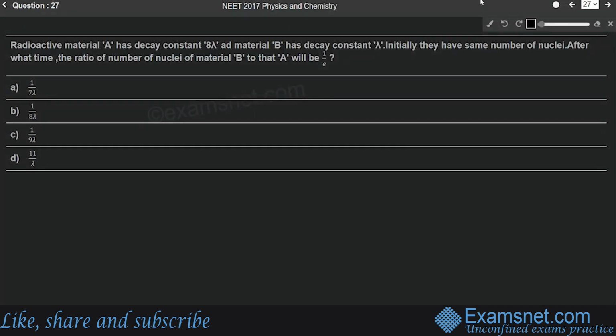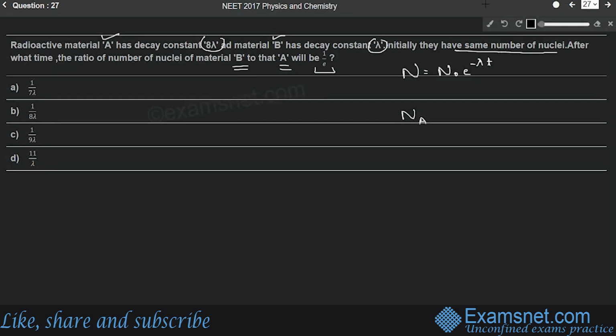Alright, now question number 27 is from the chapter Nuclei. The question is, radioactive material A has decay constant 8 lambda and material B has decay constant lambda. Initially they have the same number of nuclei. After what time does the ratio of number of nuclei of material B to that of A become 1 by e? We know that the number of nuclei N is given as N naught e to the power minus lambda t, where N naught is the initial number of nuclei, lambda is the decay constant and t is the time. So here we have two materials, material A and material B.